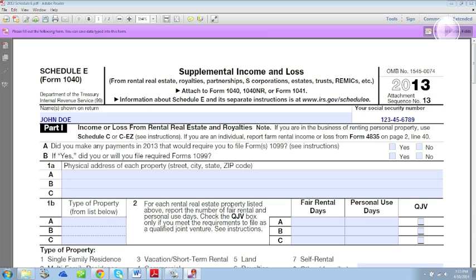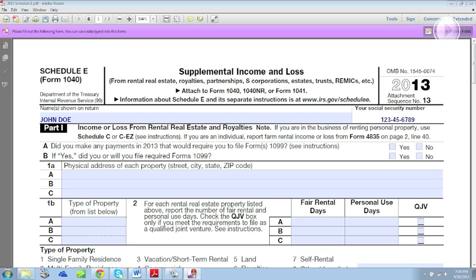However, if you actively participate in the rental activity, which means if you collect the rent yourself, if you call the repairman yourself, if you don't have a management company doing all this for you, you're actually involved a little bit, then you are actively participating. If you're actively participating, you can deduct up to $25,000 of your loss.